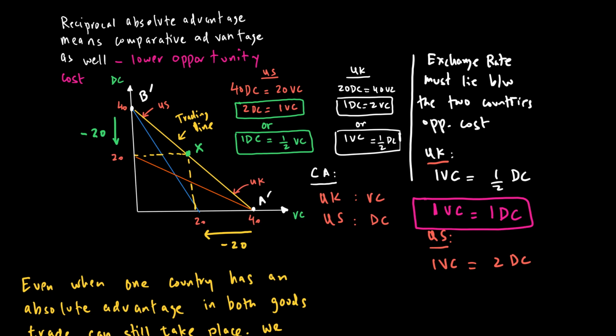So the bottom line being now that when you have a reciprocal absolute advantage, you also have a comparative advantage. In a reciprocal absolute advantage, countries benefit by specializing and trading, and they trade at an exchange rate which lies between the two opportunity costs. For us in this case, it was 1:1.